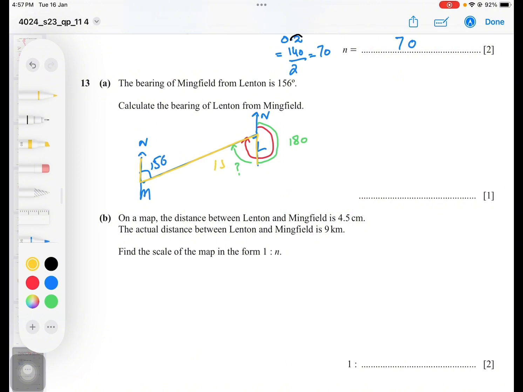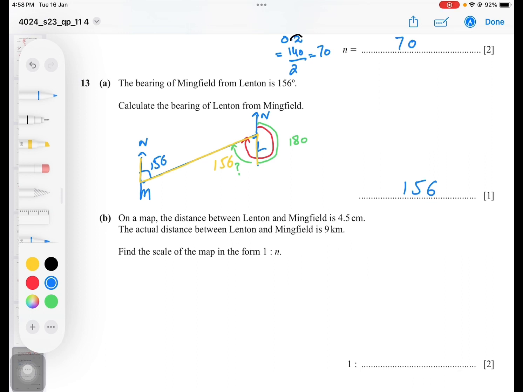So this is 156. So the answer is 156. Come to the part B. On a map, the distance between Lantern and Mingfield is 4.5 centimeter. The actual distance between Lantern and Mingfield is 9 kilometer. Find the scale of the map in the form 1:n.